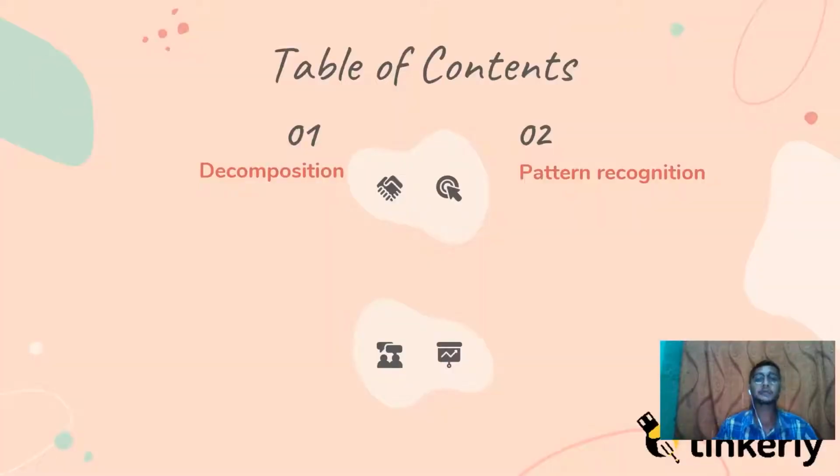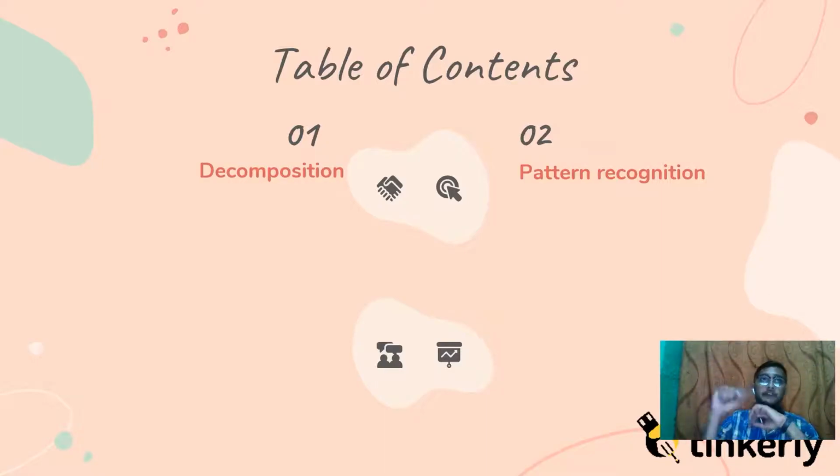Computational thinking has basically four stages. First, decomposition. Second, pattern recognition. Third is abstraction, and the fourth is algorithm. So these are the four stages of computational thinking. In this session, we'll see two stages, decomposition and pattern recognition.